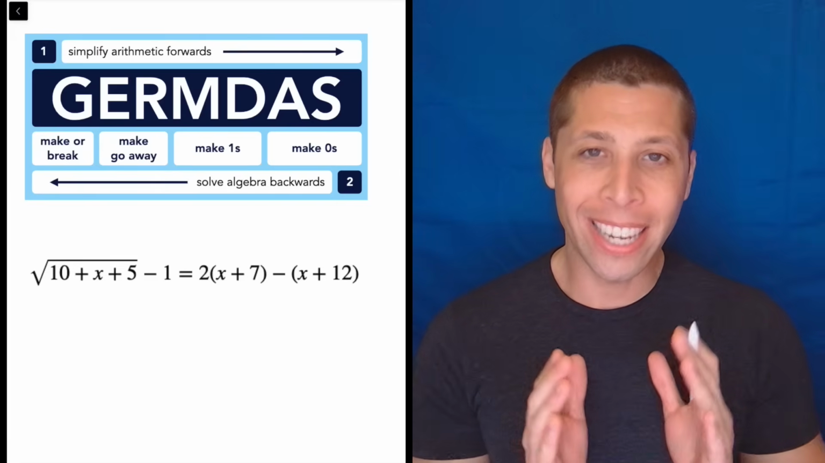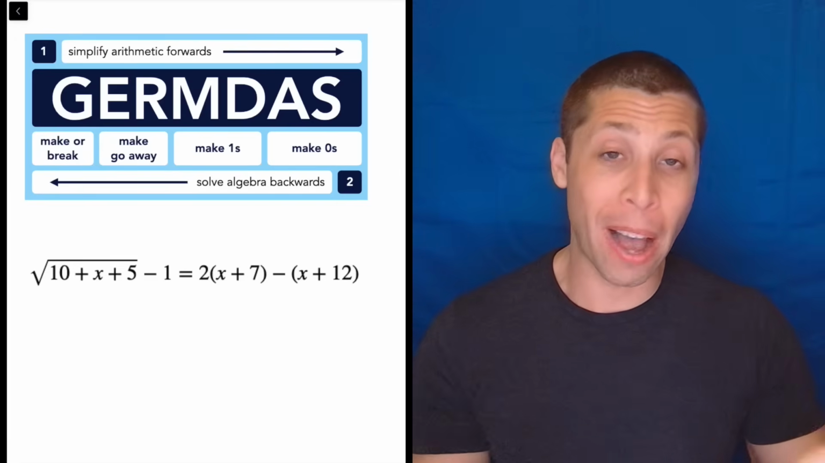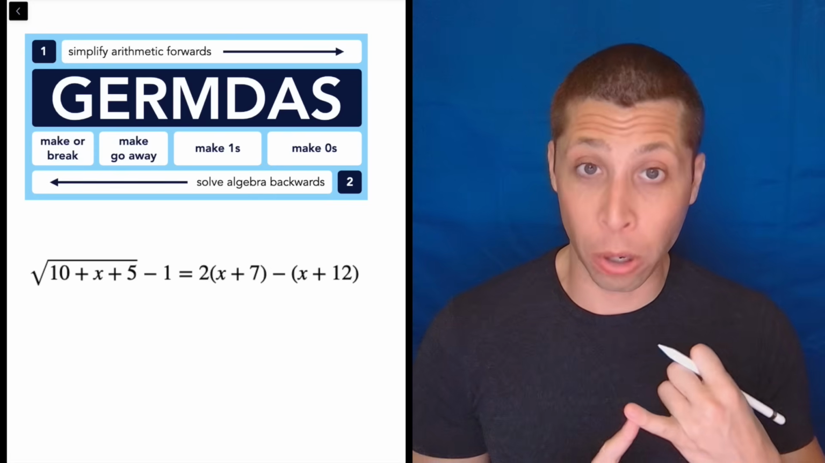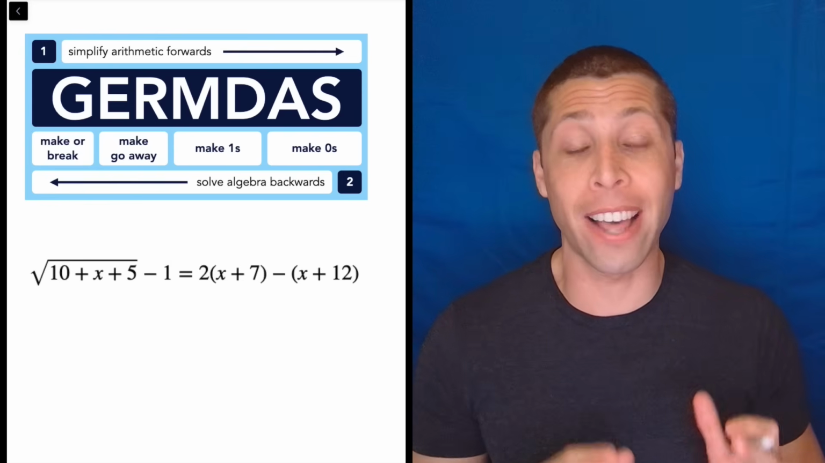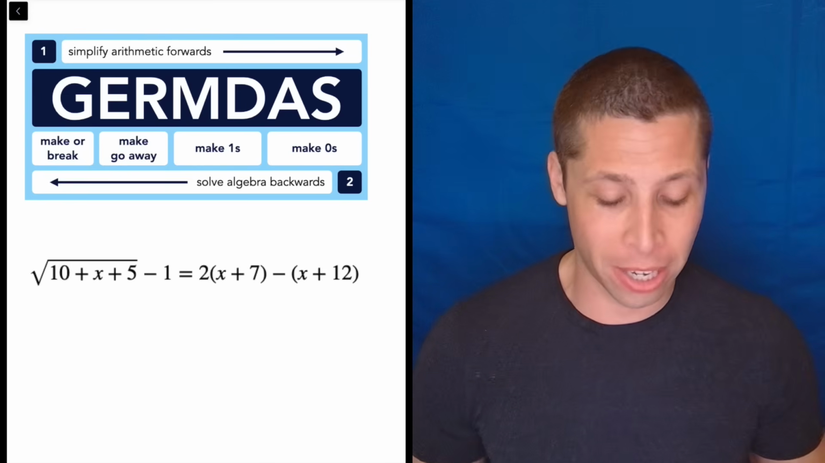This lesson is my addendum to my other lesson on GERMDAS, in which I go into much more detail about what's going on in this picture at the top, this little cheat sheet about how we are going to follow the order of operations for arithmetic and for algebra. So I'm going to use a lot of the things that I did in that lesson and just assume you've already watched that and know it. If not, the link is in the description to the main lesson.